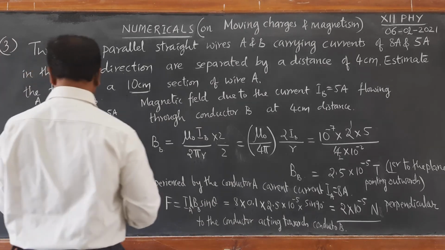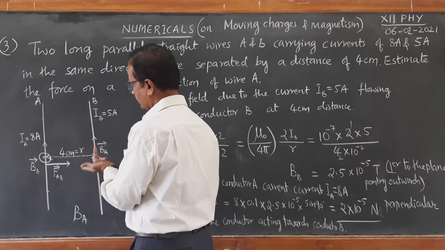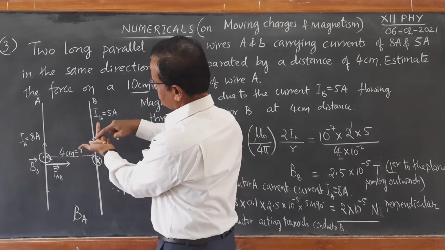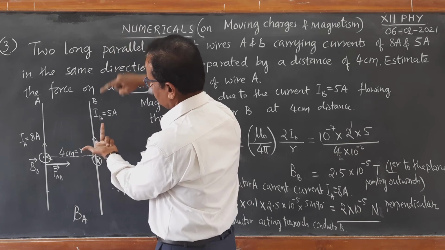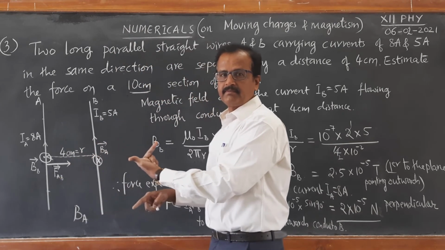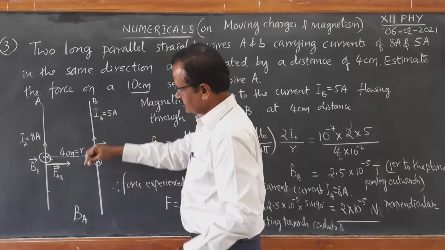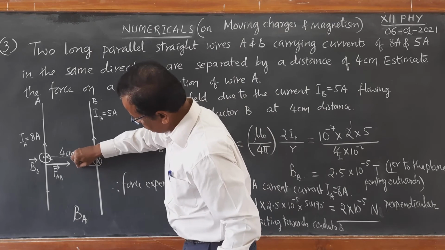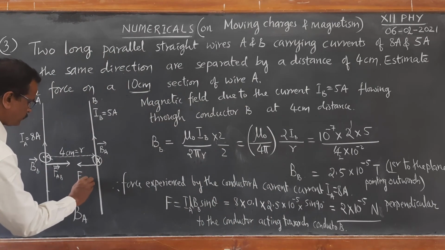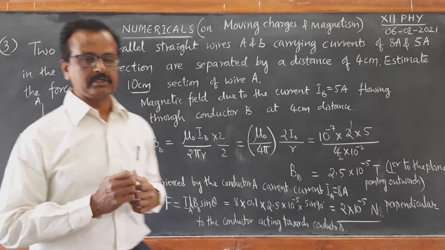See here, the current is vertically upwards and the field is vertically inwards. See the central finger is vertically upwards, the field is vertically inwards, perpendicular to the plane of the board, and see the thumb is pointing towards this. So this gives you force on B due to A. So there is a force of mutual attraction.